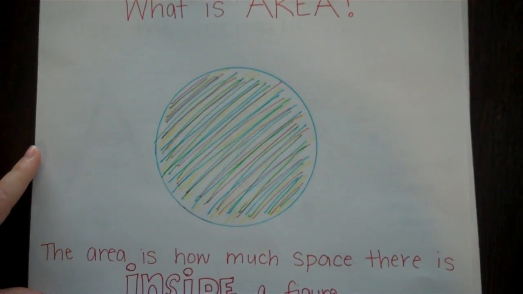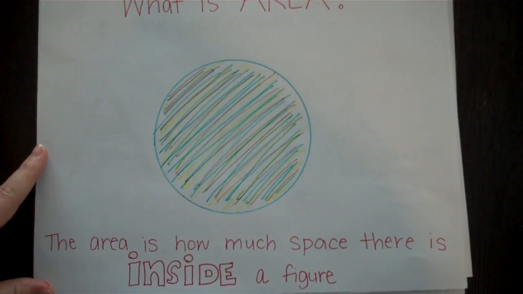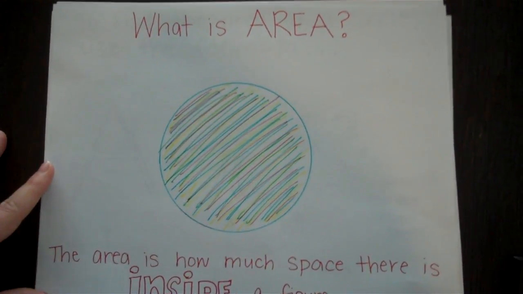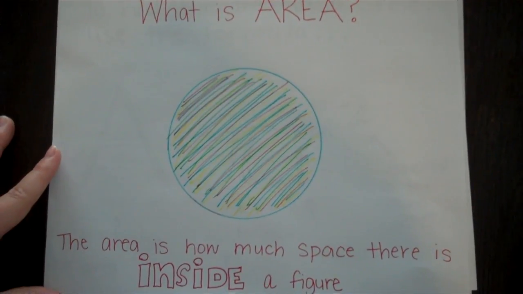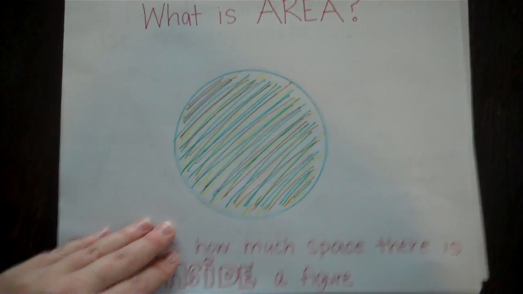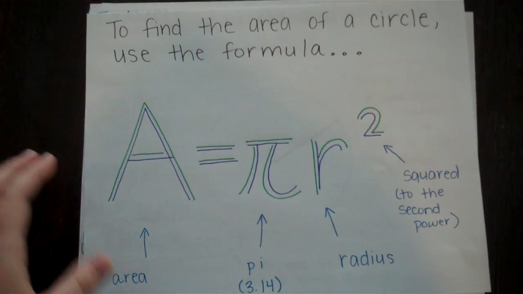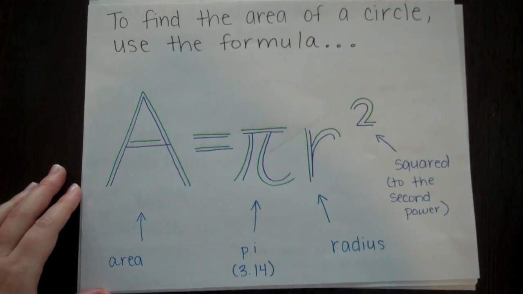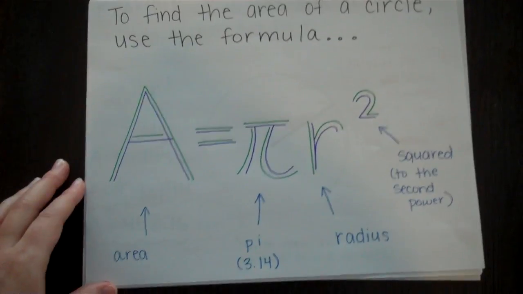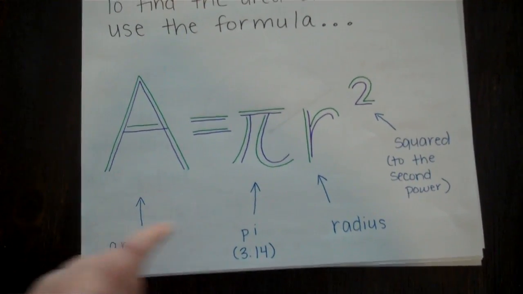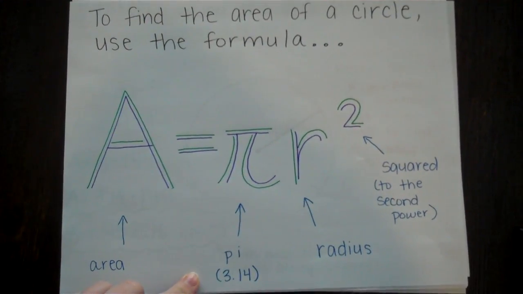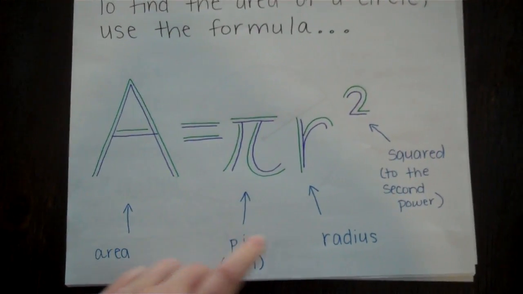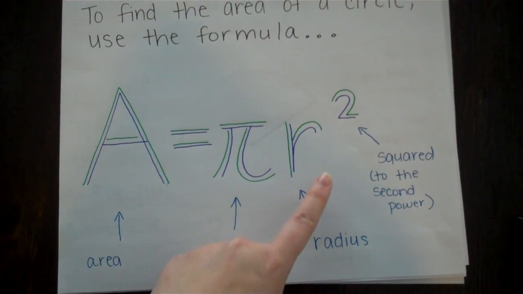What is area? The area is how much space there is inside a figure. We can have area for all sorts of different shapes, but today we're just talking about circles. To find the area of a circle, use the formula A equals pi r squared. That means area equals pi, we usually use 3.14 for pi, times the radius to the second power.